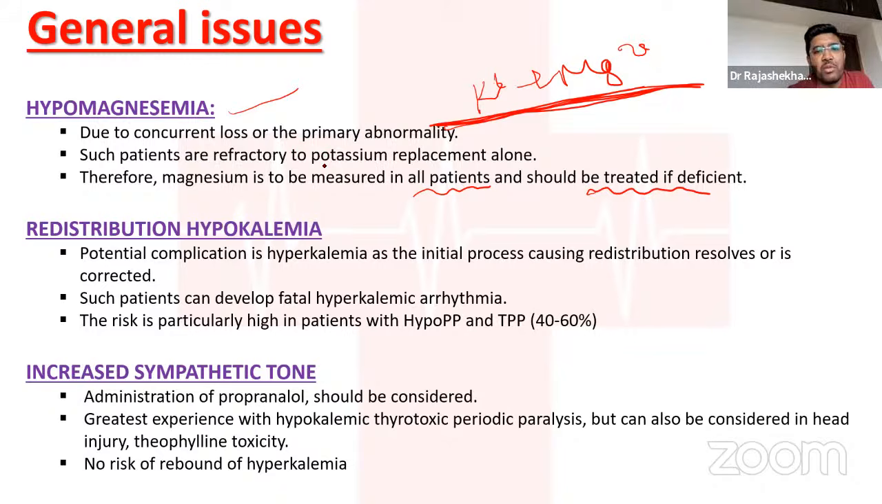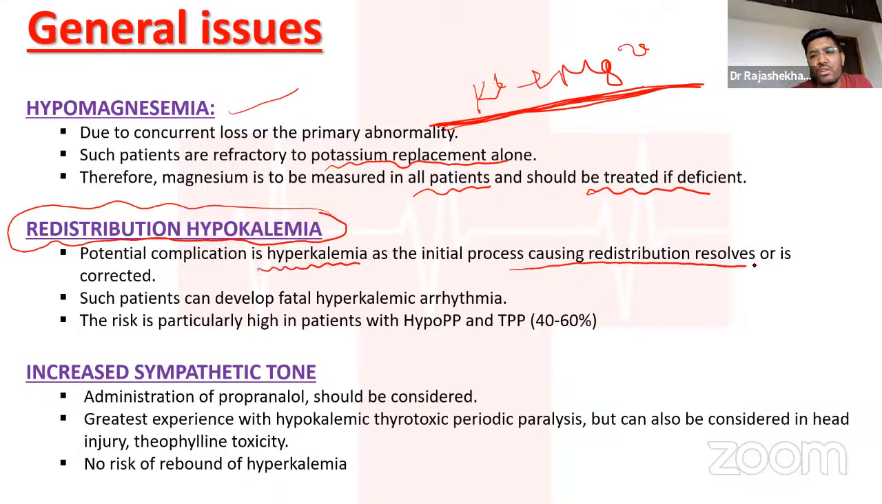Because if there is hypomagnesemia, the potassium replacement alone may not cure the patient. Then a very important monitoring is required in case of redistribution hypokalemia, because here there is a potential complication of a risk of hyperkalemia as the initial process causing redistribution resolves or is corrected.